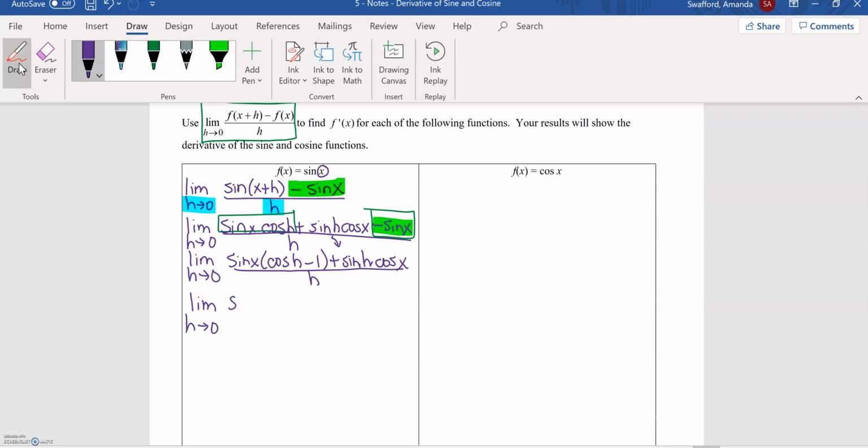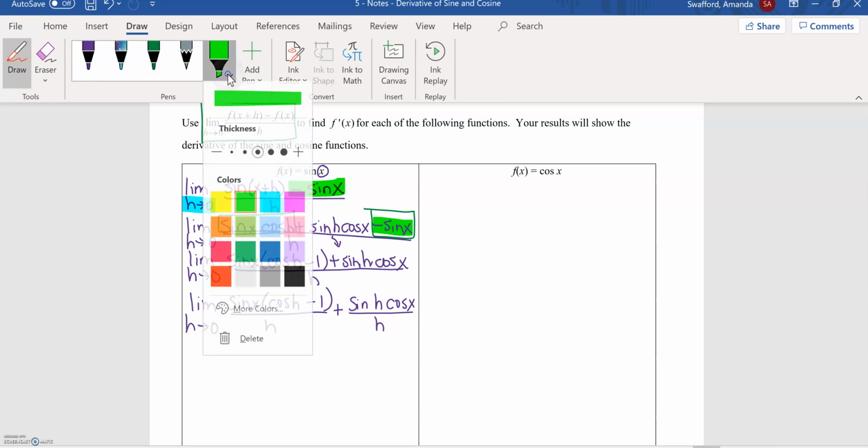So I could take sine x times the cosine of h minus 1 and put that over h. And then I'll take the second term, which is the sine of h, and the cosine of x, and put it over h. Now, we need to think back to those special trig limits. Remember those special trig limits that we learned in Unit 1?